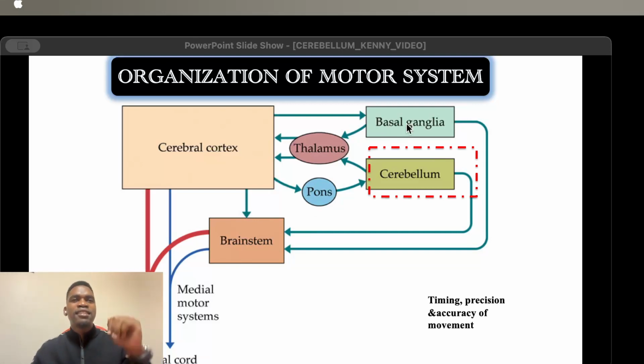So what it does, just proofreading. Okay, did you do something that was ordered by the cerebral cortex? Oh yes, okay, no problem, we're good. So that's the function of the cerebellum.